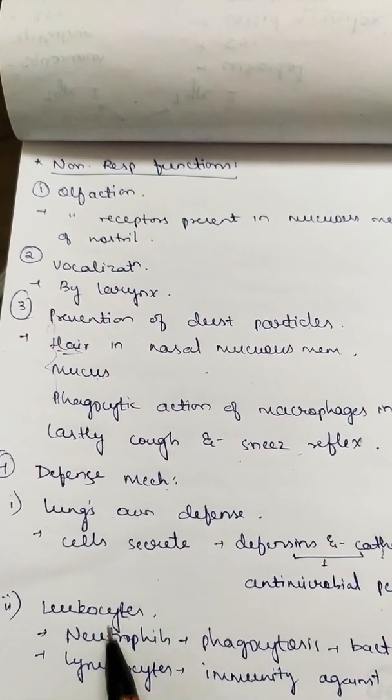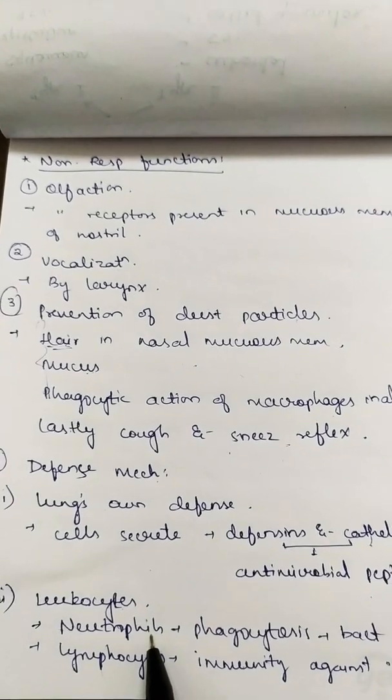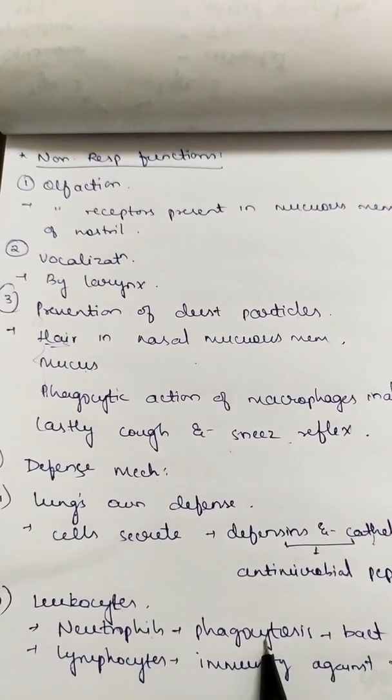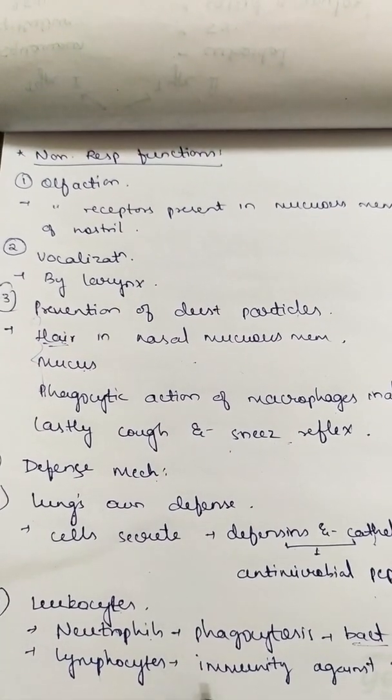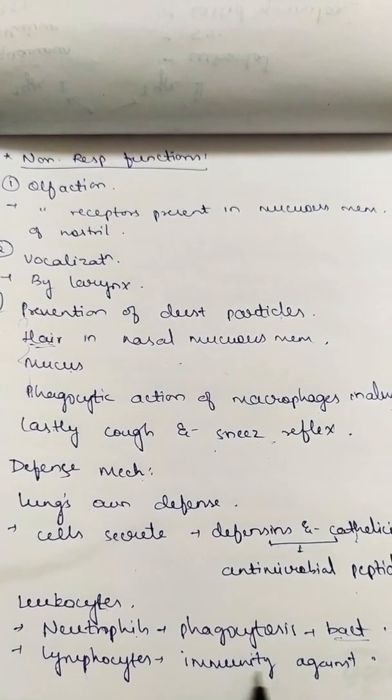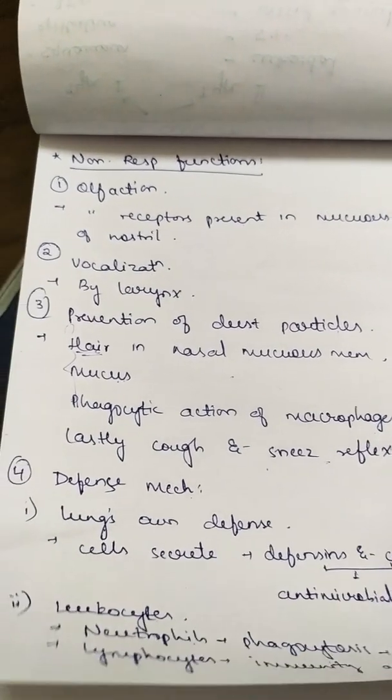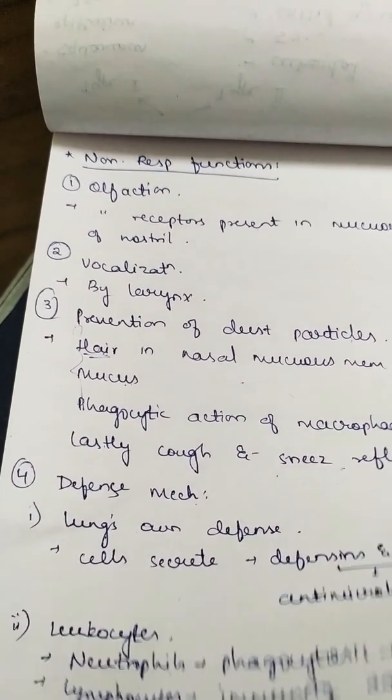So, leukocytes, the first one is neutrophils. Neutrophils are phagocytic in nature. They are going to kill bacteria. Lymphocytes are going to provide immunity against bacteria. So, this becomes the second one under defense mechanism.